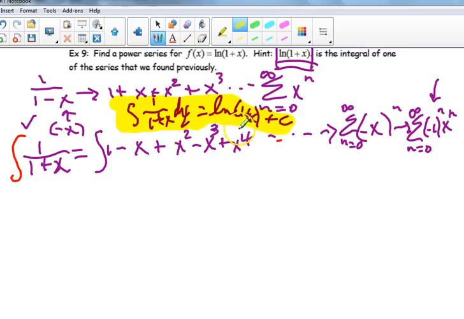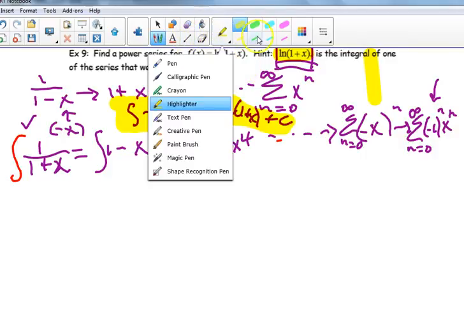Now, ln x, I'm sorry, ln x is going to go through 0, 0. Because remember, that graph looks like this. So ln x, oh dear, I am in error.